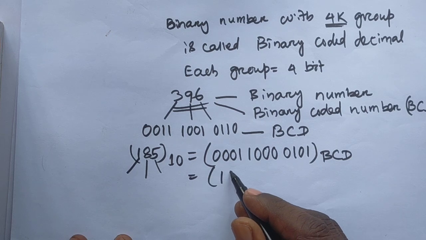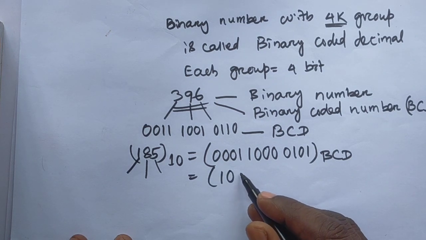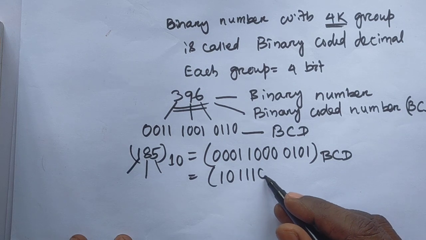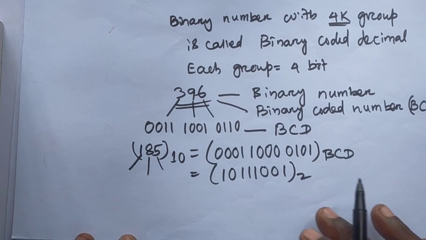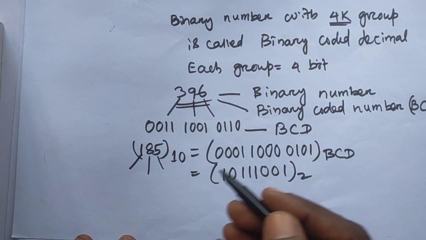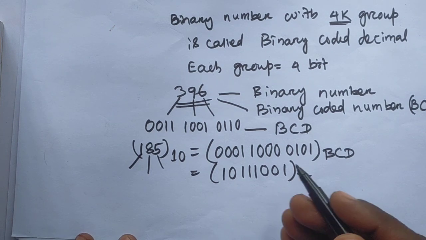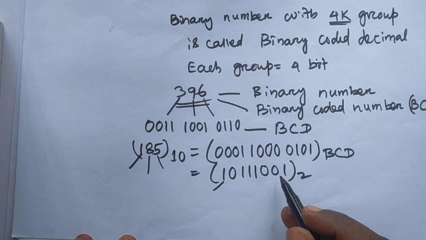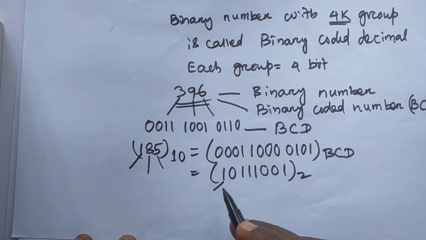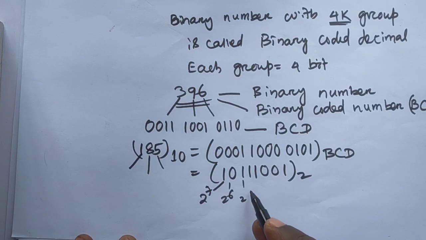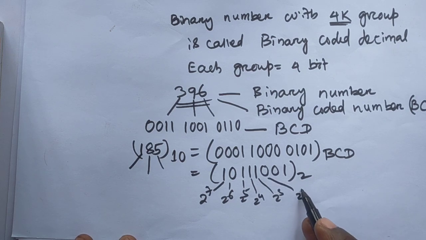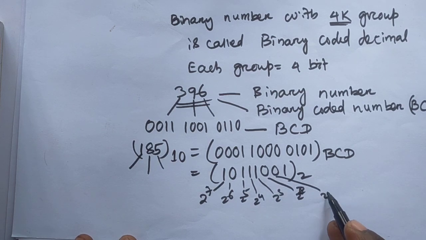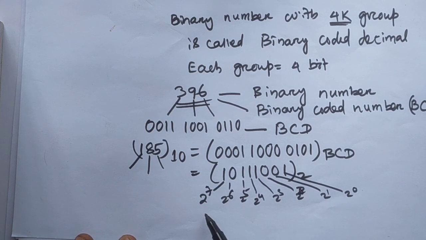I know this one, so I write it like this: 10111001. Okay, a binary number like this. In this way we can find out, because if we convert this binary number to a decimal number we can get it. You see here, 1 2 3 4 5 6 7, 2 to the 7, this is 2 to the 6, this is 2 to the 5, 2 to the 4, 2 to the 3, 2 to the 2, 2 to the 1, 2 to the 0.